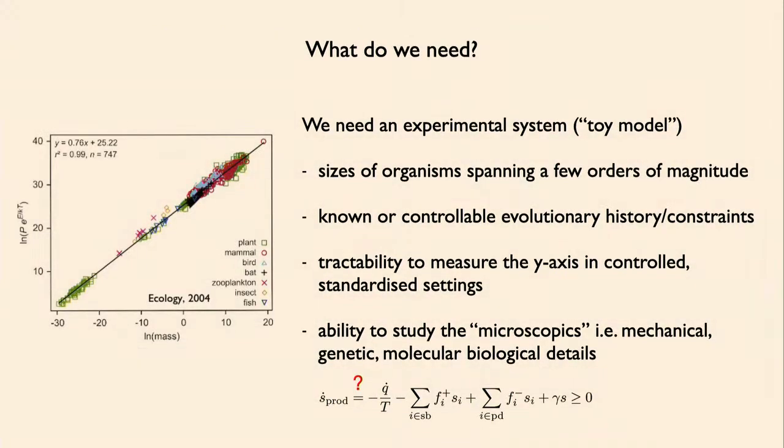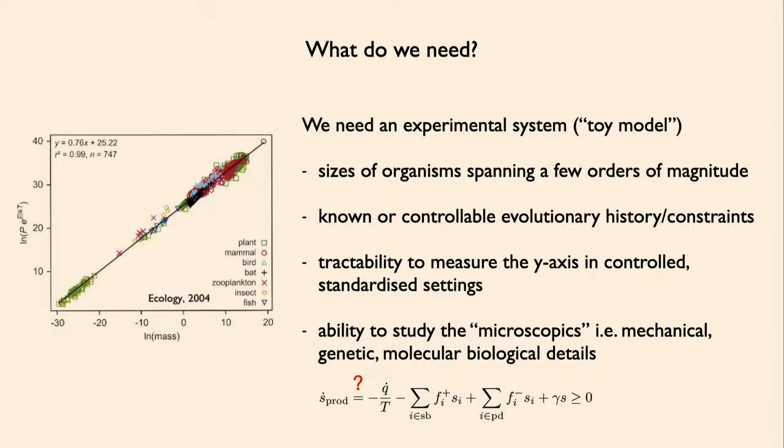So what do we need from a toy experimental system? We want to have a range of organisms which span orders of magnitude on the x-axis. And because this argument about evolution has been invoked, we want to have known or controllable evolutionary histories for these organisms. And I'm making the job quite hard for myself. I want to have tractability to measure the y-axis in controlled standardized settings, various of these measurements. And I also want to have the ability to study the microscopics, like you asked.